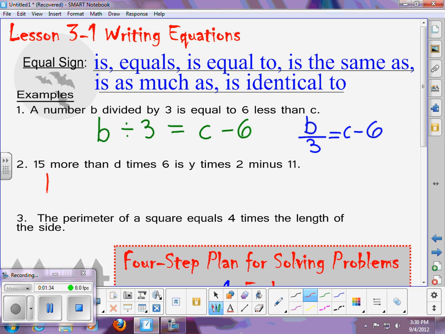Let's begin. 15 more than d times 6. We typically would write our constant number here, 6. We would write the 6 first and then the variable. Is, same here, y times 2 minus 11.